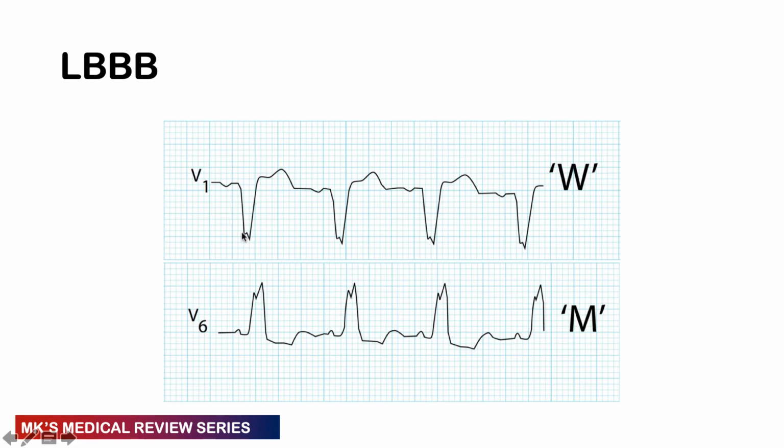So here we have our M pattern here in V6. So as you can see, an M pattern. The first positive deflection is because of depolarization of the right ventricle. The next deflection is because of depolarization of the left ventricle. So we have an M pattern in lead V6 and we have a W pattern in lead V1, though this may sometimes not be seen in V1.